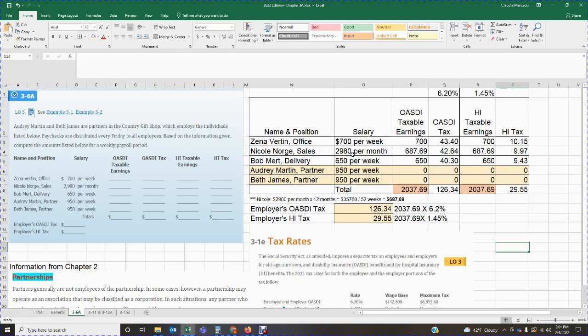And the tricky part here was Nicole. Nicole was given the monthly wage. So based on the information provided, you have to calculate the weekly pay, which we did down here. We take the monthly wage times 12 months. That gives me my annual salary of $35,760. I divide by 52 weeks, and that gives me my weekly pay of $687.69. Okay, so that is it for this problem.